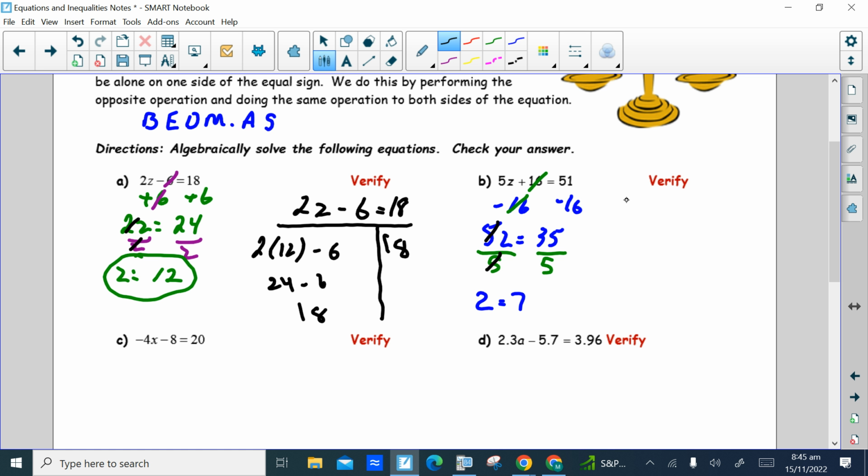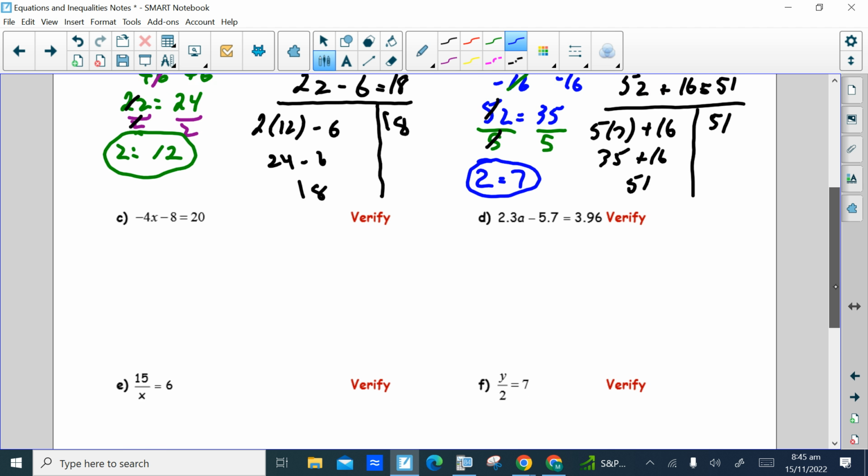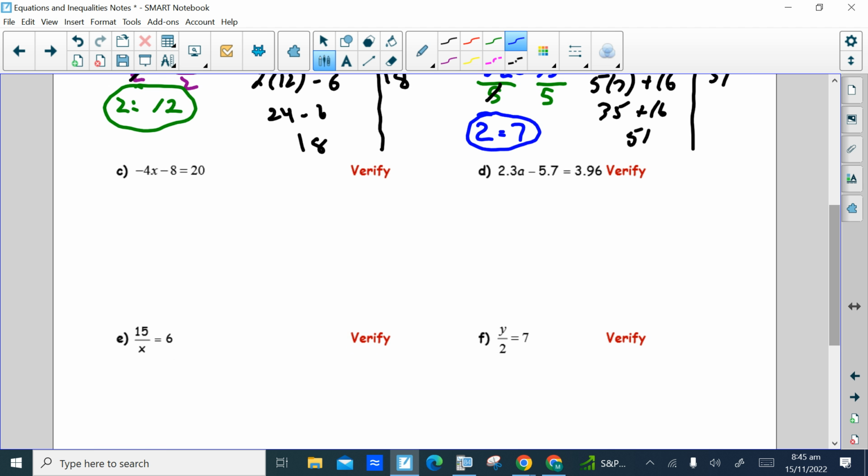So again, we're going to verify. Once again, the equal sign, remember, divides the equation into two sides, left side and right side. The right side is 51. We need to show that we also get 51 on the left side when we let z equal 7. 5 times 7 is 35, plus 16 does equal 51, so it checks. We've just shown that our equation is satisfied when z equals 7. Okay?